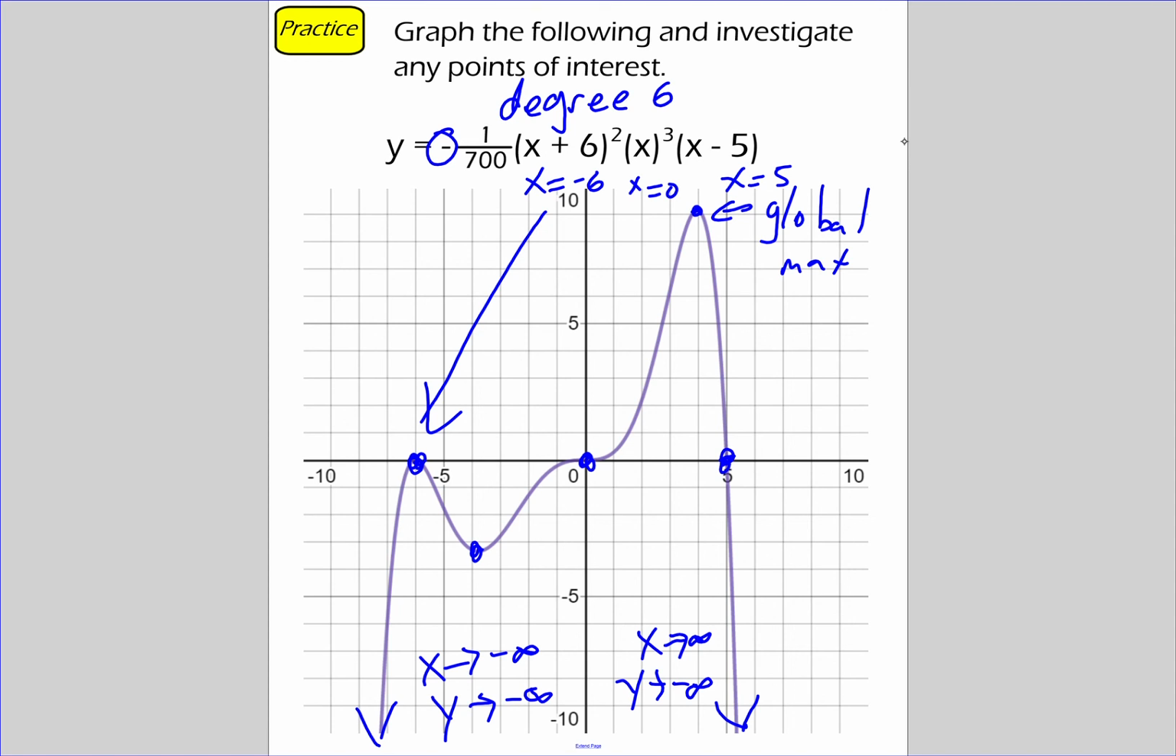Again, we got different concavities. This portion actually is going to be concave down. It actually does not change. It stays concave down here. It actually is concave up here and then concave down here. There's lots of concavity changes here. Again, some calculus would help see what's going on there.